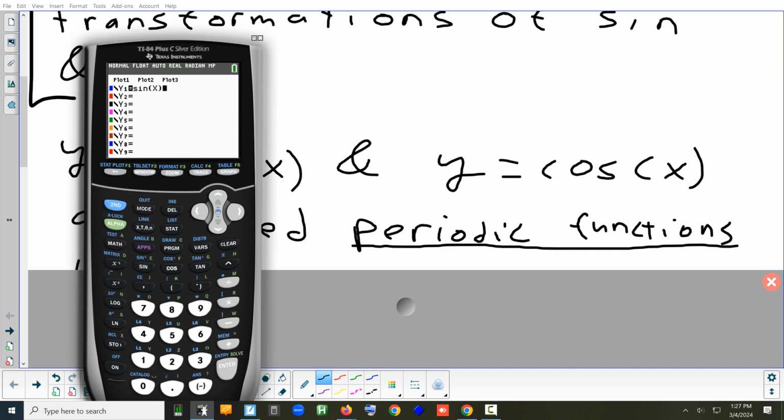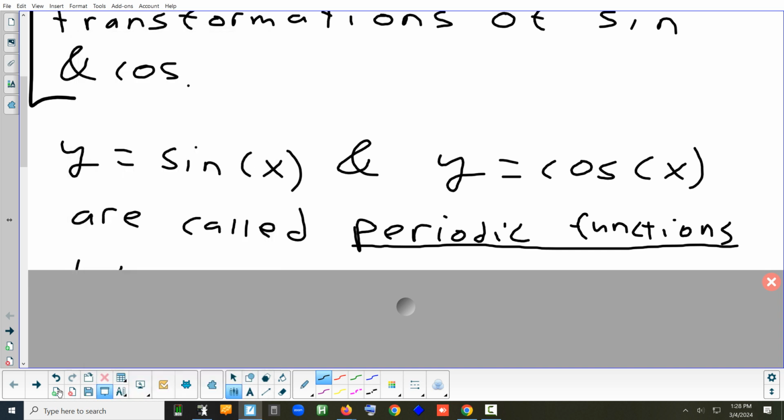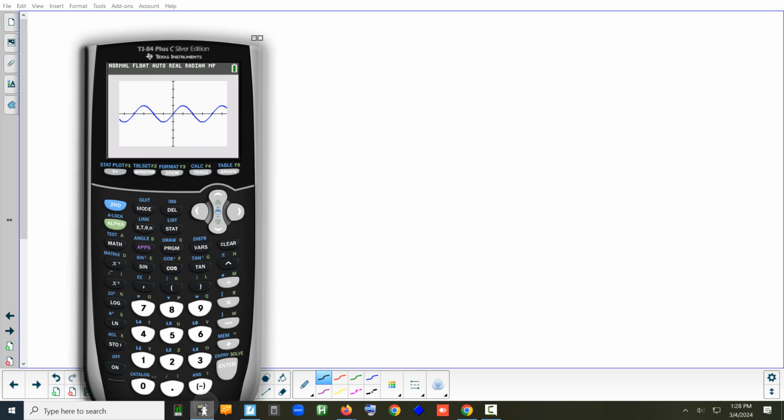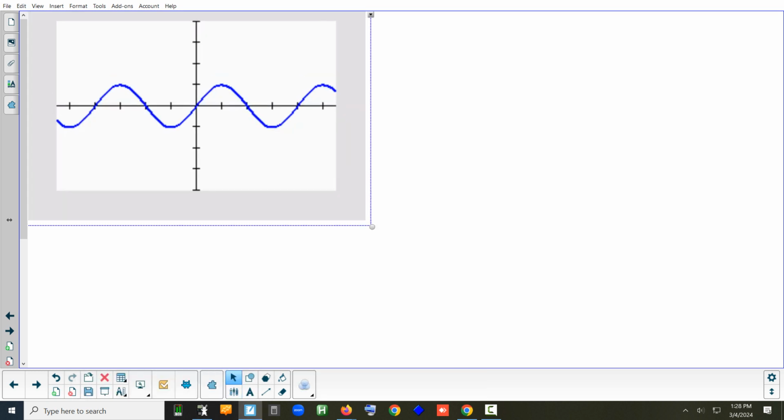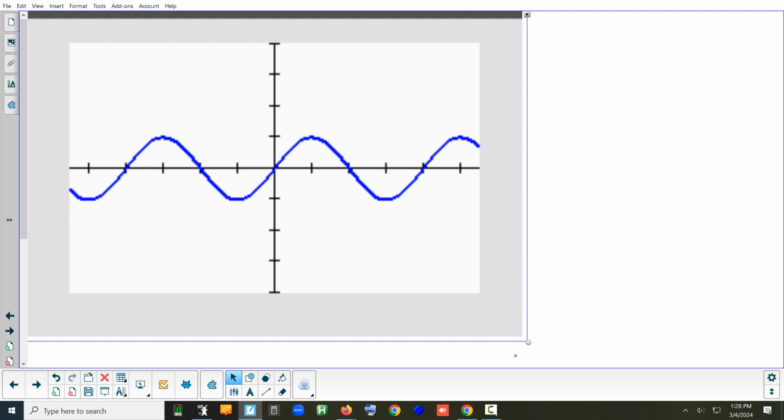A lot of times we do zoom 6 when we set our window. We're going to do zoom 7. Zoom 7 sets the window so when you graph sine and cosine, it looks good. It makes the wave a little bigger, a little more zoomed in so you can see it. Okay, let's look at that.